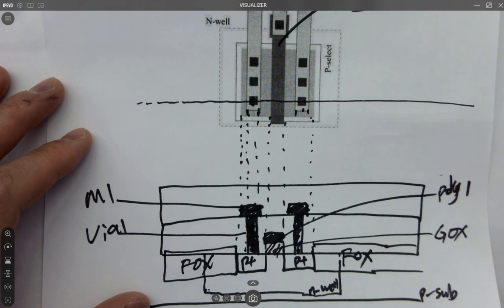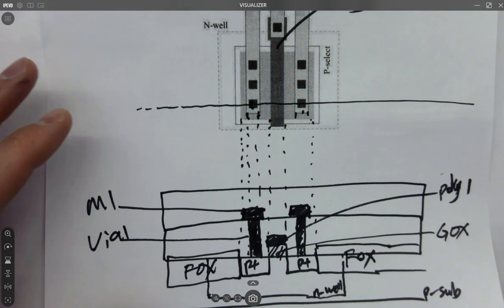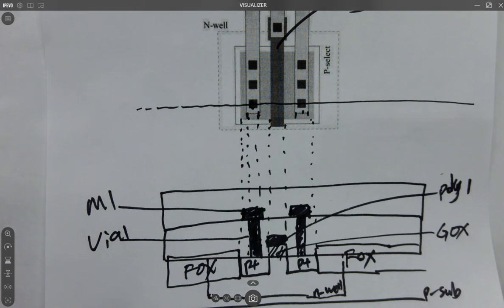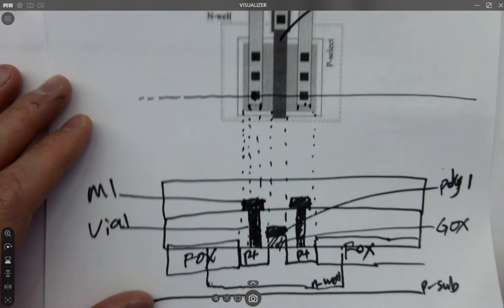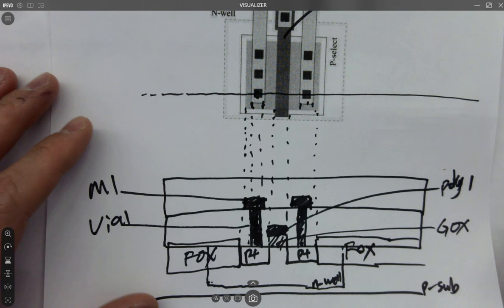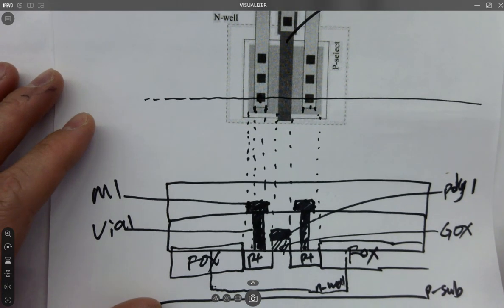Anything else? Anything else for this top view? That's the whole cross-section view of the transistor. That's it. You cut it in the middle. That's what you are going to see on the wafer. Okay. Any question on this?